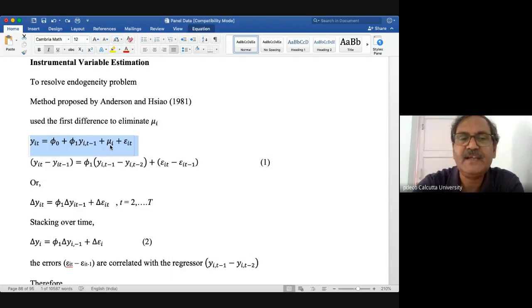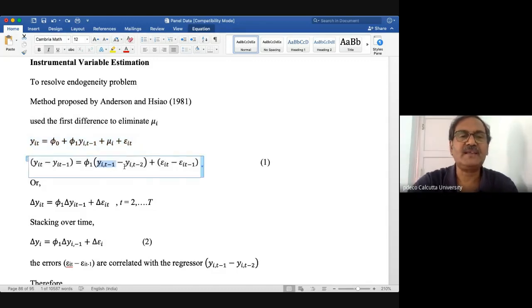করতে হবে। To eliminate mu i we have taken first difference on both sides to get this model in this form. Now, when we converted this model into this form, then the problem of endogeneity is introduced, because here yit minus 1 is correlated with epsilon it minus 1. Past period এর shock, past period এর value কে affect করবে, খুবই স্বাভাবিক. But epsilon it minus 1 will not affect yit minus 2.